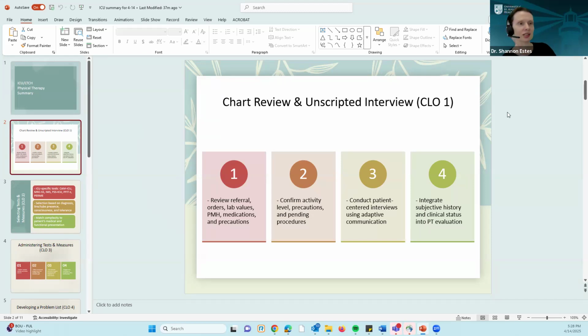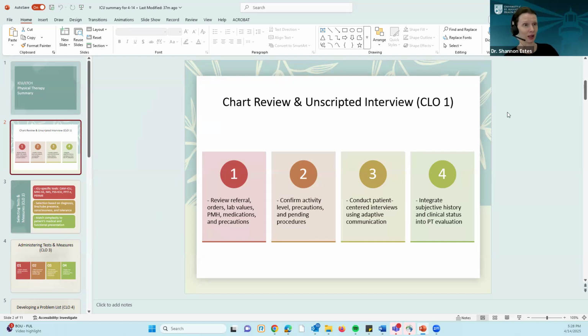So looking at their medications and any precautions that they have. You want to confirm their activity level. Do they have any precautions provided by the doctor? Are they able to do everything for a full evaluation and treat? And then are they due for any procedures? Are they getting a Doppler ultrasound on their lower leg in half an hour? If that's the case, I'm going to probably suspect that they're worried about a DVT.